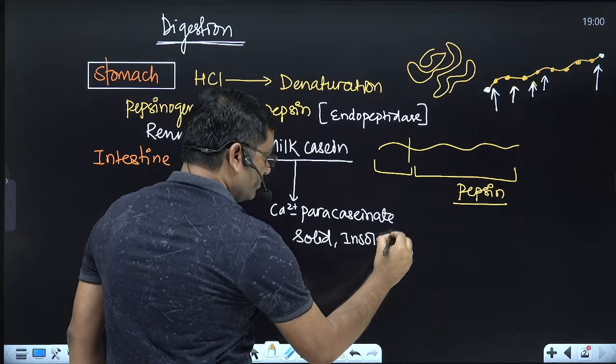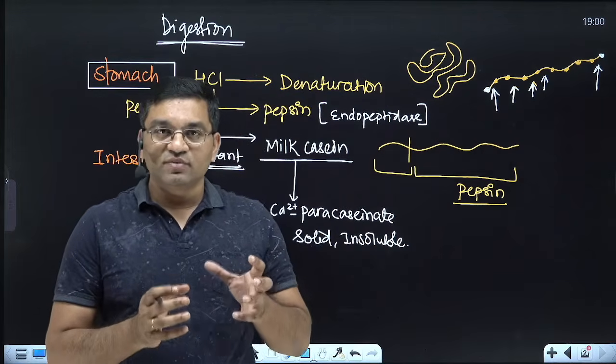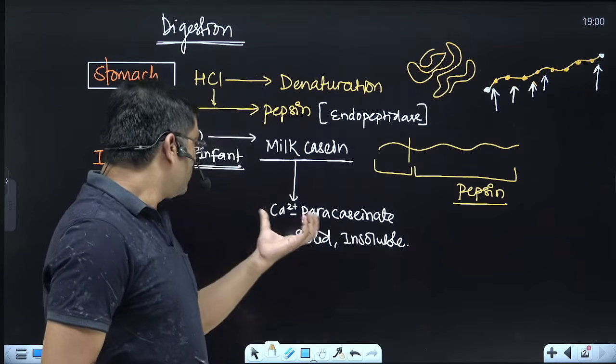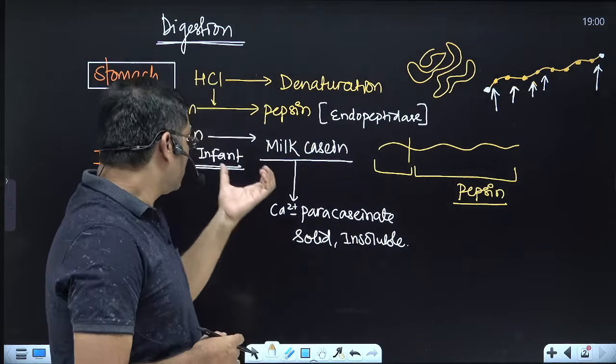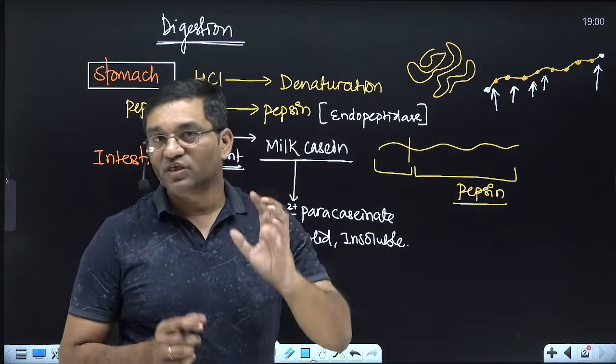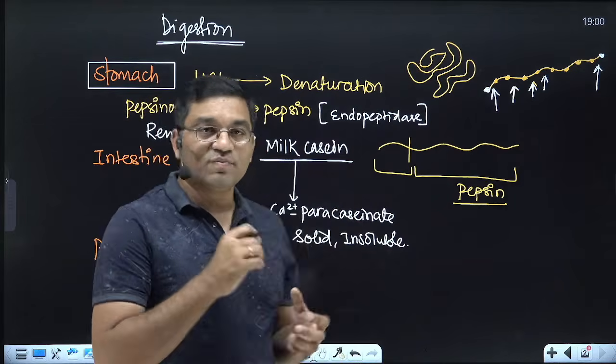Insoluble form takes more time in the stomach, and then it is acted upon by pepsin. But for milk, the transit time in the stomach is very less. Milk is cleared up easily.